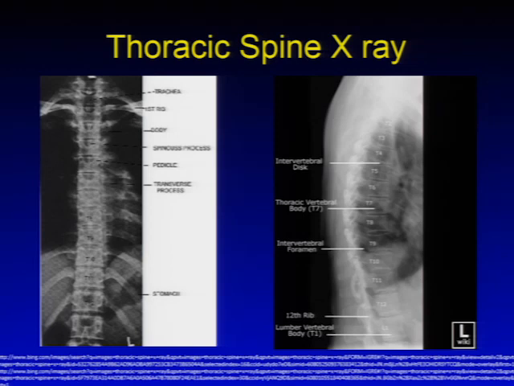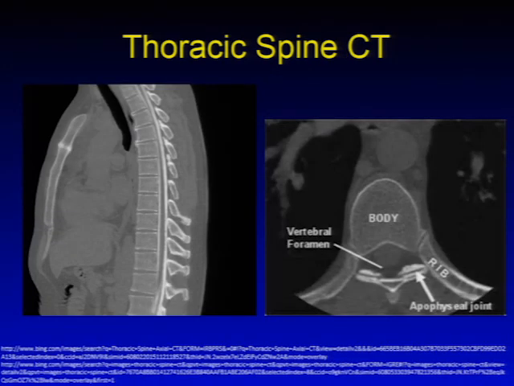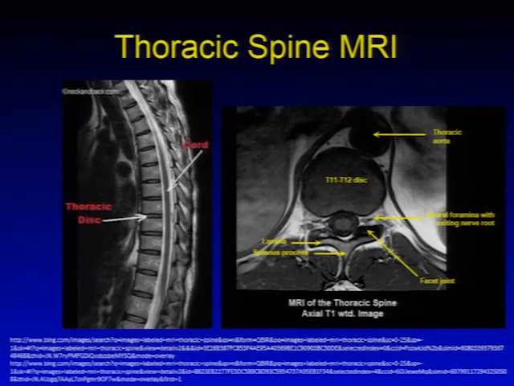The thoracic spine X-ray shows the trachea, ribs, spinous, and transverse processes. The lateral thoracic spine X-ray shows the thoracic vertebral body and intervertebral disc. The CT of the thoracic spine allows one to more clearly see the vertebral bodies, spinous and transverse processes, and vertebral foramen.